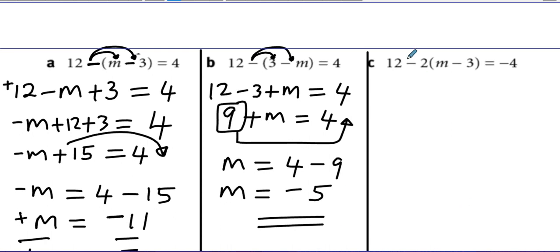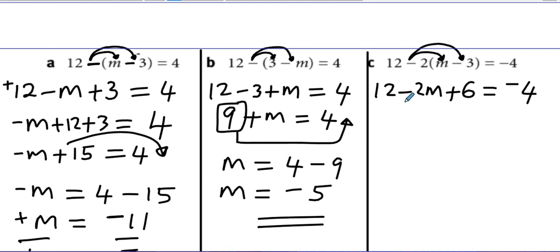Alright, come here. 12 minus 2, m minus 3 equals to negative 4. So expand the brackets. Negative 2 times m and the negative 2 times negative 3. See that? So this will be 12. Negative 2 times m will be negative 2m. Negative times negative will be positive 2 times 3 is 6. That will be equal to negative 4.